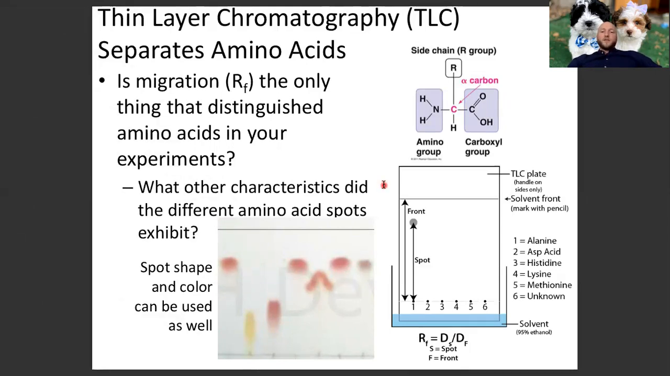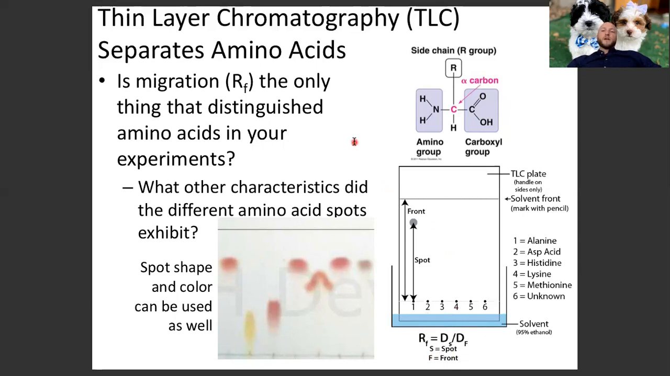All right, so I want you to know the background information about the amino acids. I want you to be able to tell the general story of what we did for the TLC experiment. I want you to know what affects how far an amino acid travels on the TLC plate, and I want you to be able to calculate this RF value down here.